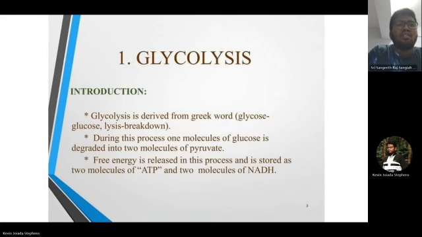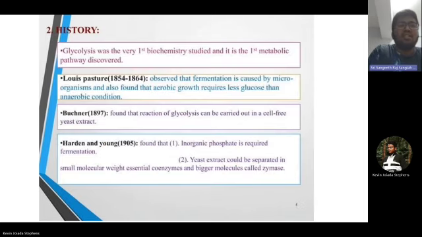Glycolysis introduction. Glycolysis is derived from the Greek words glucose and lysis, meaning breakdown. During this process, one molecule of glucose is divided into two molecules of pyruvate. Free energy is released in this process and is stored as two molecules of ATP and two molecules of NADH.